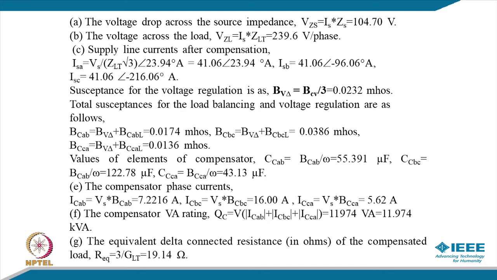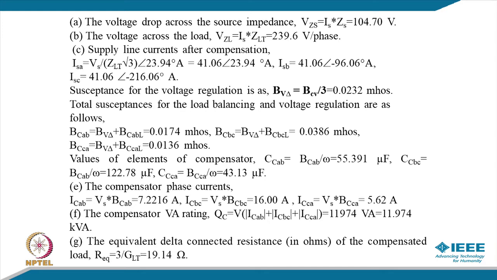The value of the compensator elements comes from CAB equal to BCB omega, that is 55.39 microfarad. Across line AB it comes to 122.78 ohm, and for line C it comes to around 43.13 microfarad. The compensator phase current will be this line voltage multiplied by the compensator element, which comes to 7.2216, and then for line BC it comes to 16 ampere, and for line C it comes to 5.62 ohm.